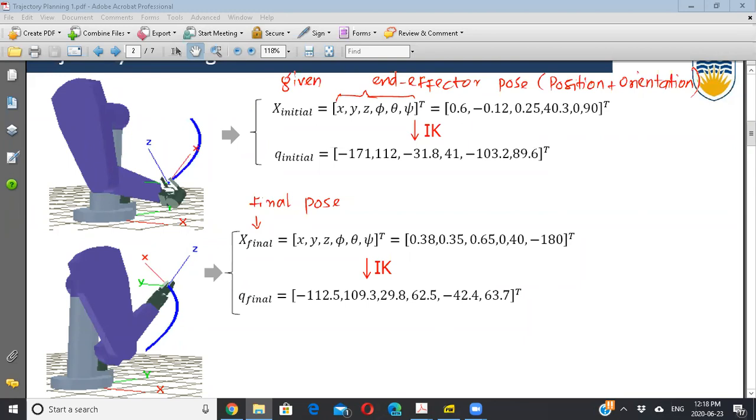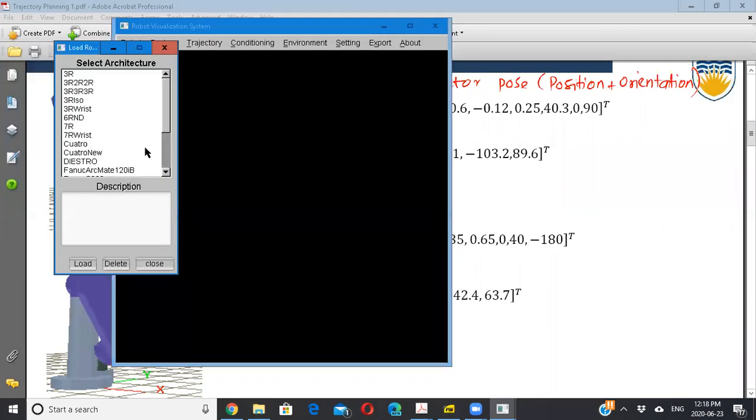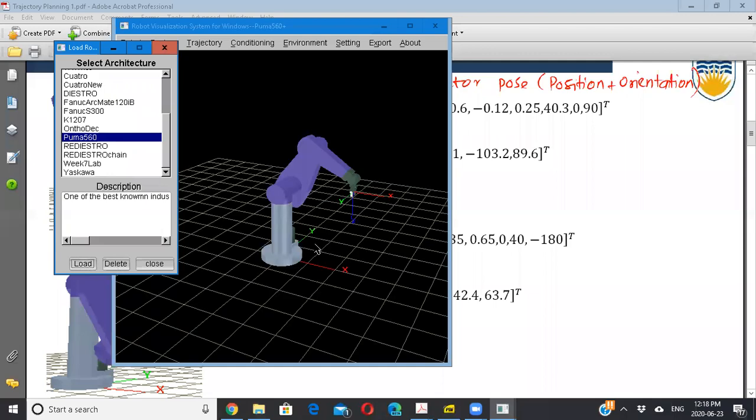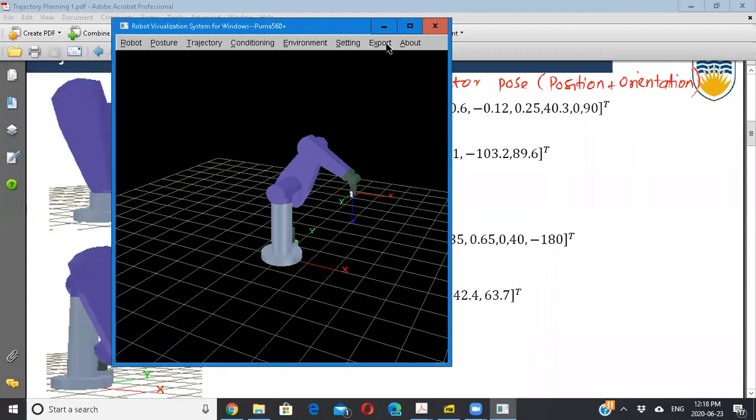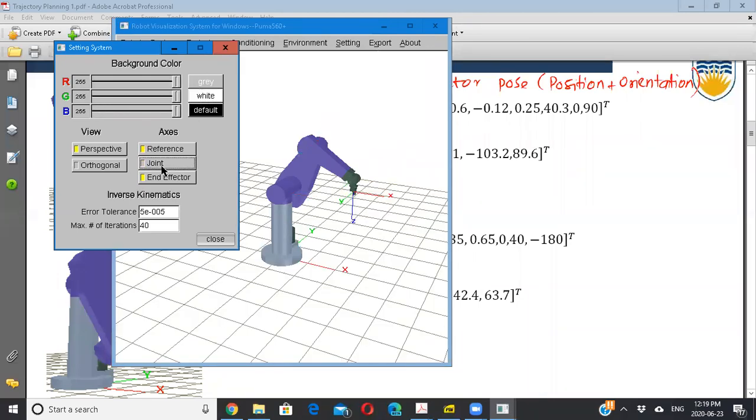So let's say this is your simulator. So load the robot, Puma 560, this one. And now these are joints. So the frame is assigned to joints. Okay, we're not interested in that. This is your end effector, the frame assigned to the end effector. This is your base frame, the frame assigned to the base.